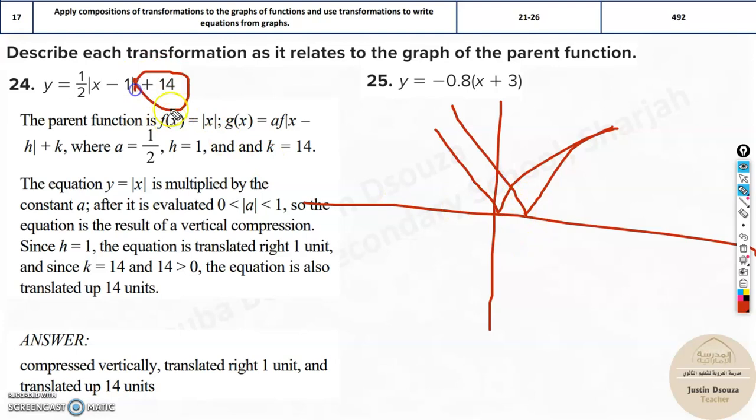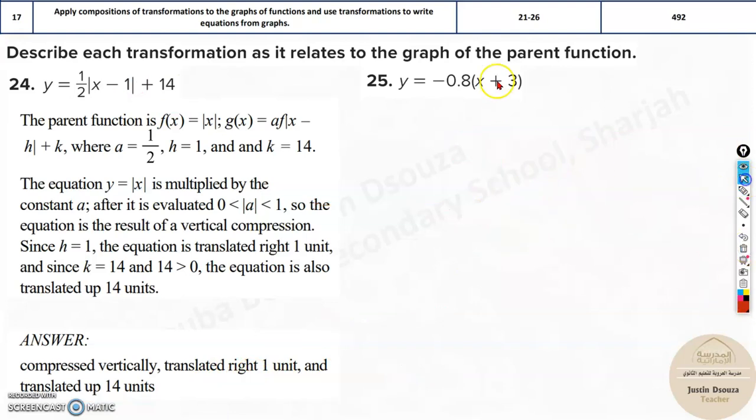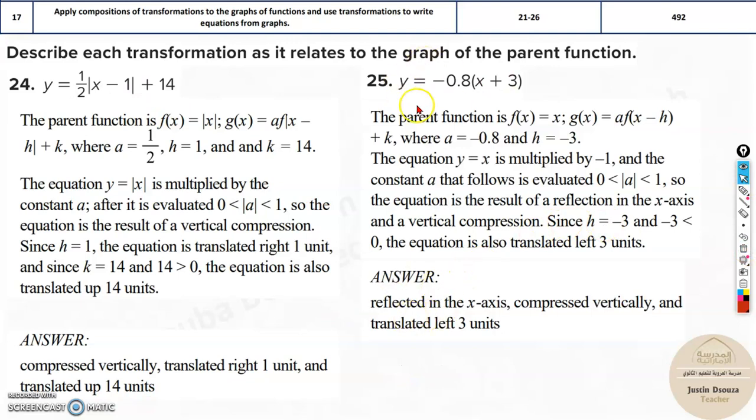Up and down is outside. This is translated up by 14 units. And since over here it's minus, you need to take a right. Plus becomes minus, because we have to equate that to 0, and it will be x equals positive 1. So it is translated right by 1 unit. This is the answer. Same way, please do the other ones. Over here it is reflected. Why? Because of the minus sign, reflected along the x-axis.